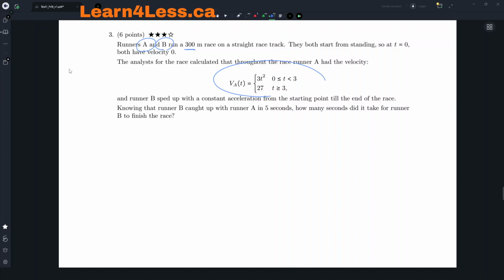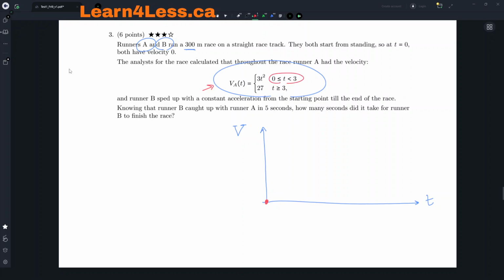Let's begin by quickly visualizing this on a graph. Two runners, both of them starting at rest, at velocity 0. I'm drawing their velocity with respect to time. At time 0, their velocity is 0, both of them. And right now I'm just drawing the velocity as a sketch for runner A.